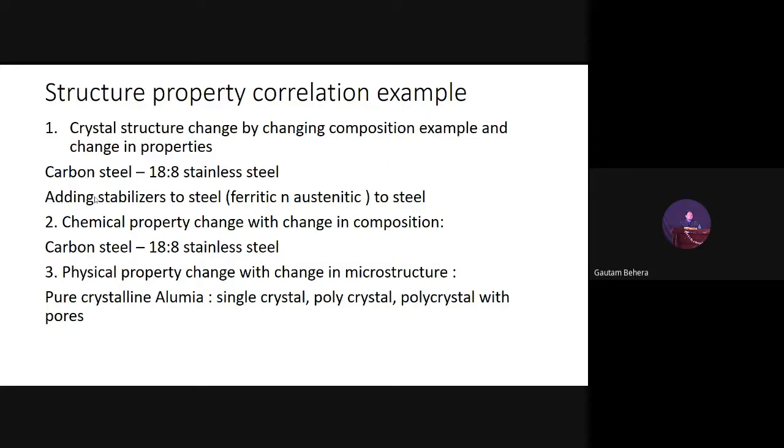Then another one, adding stabilizers to the steels. If you remember, we have ferritic stabilizers and austenitic stabilizers: some alloying elements stabilize ferrite, and some stabilize the austenite phase in the steel. Okay, forget about that. Come to this one. Chemical property changes with change in composition. Already I have discussed this one. Best example is the same again, carbon steel to 18:10 stainless steel. Corrosion resistance or oxidation resistance increases when you convert this steel into this one.